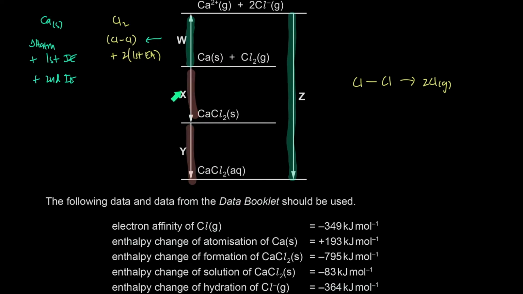Now, what is enthalpy change X when you go from elements to solid over here? X is the enthalpy change of formation of calcium chloride, right? We're forming calcium chloride from its constituent elements. So X is minus 795. That's the enthalpy change of formation of calcium chloride. And if you're dissolving the solid to form an aqueous solution, what enthalpy change is that? 1 mole of a solid dissolving to form an aqueous solution is the enthalpy change of solution. That is negative 83.